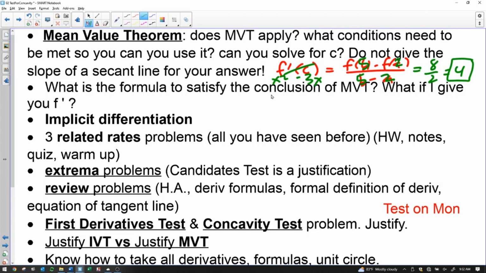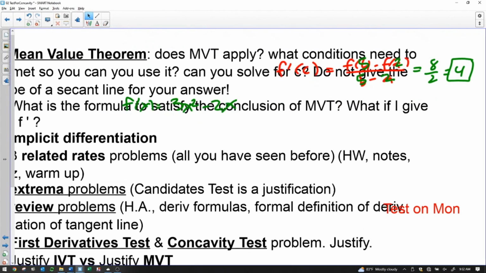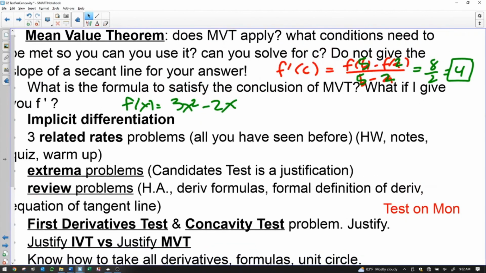And here's another thing. If I told you that f of x is equal to 3x squared minus 2x, then if you were plugging into this formula here, what would you put in for f prime of t? 6x minus 2. Everybody good with that?